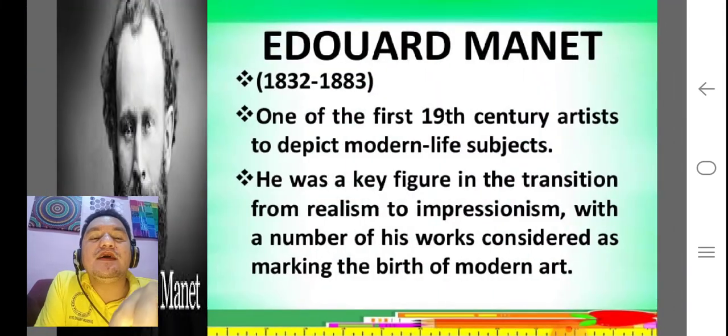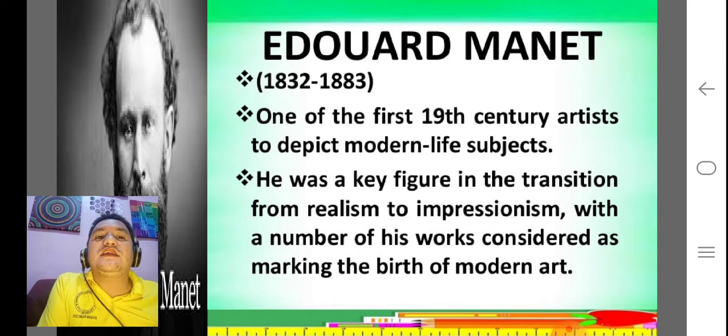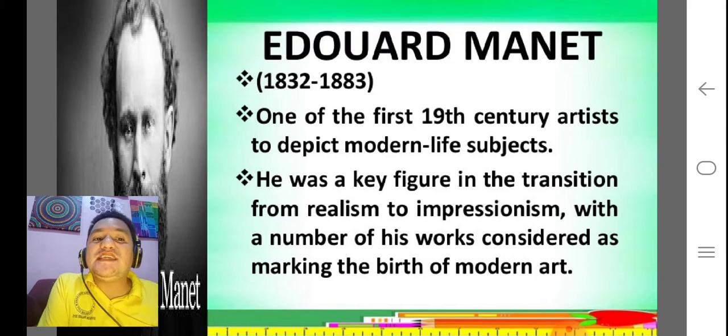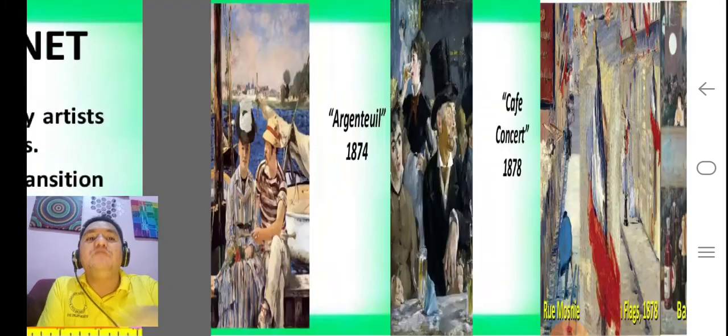I was able to send some of the examples of what Monet painted. Okay? Next, let us have now Edward Manet. One of the first 19th century artists to depict modern life subjects. Okay, aside from Claude Monet, another impressionist artist is Edward Manet. He was a key figure in the transition from realism to impressionism. Take note of that. From realism to impressionism, with a number of his works considered as marking the birth of modern art. So he was the one who started modern art. He is Edward Manet. Okay?